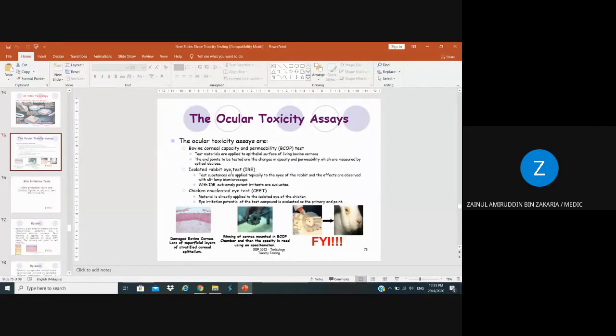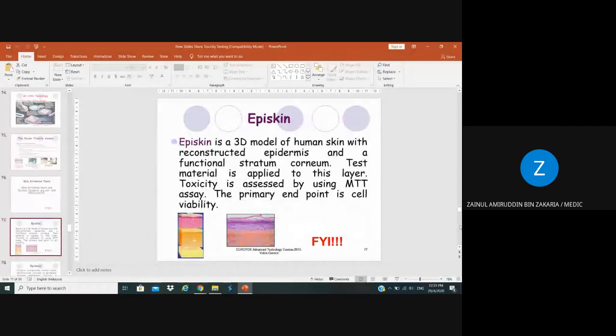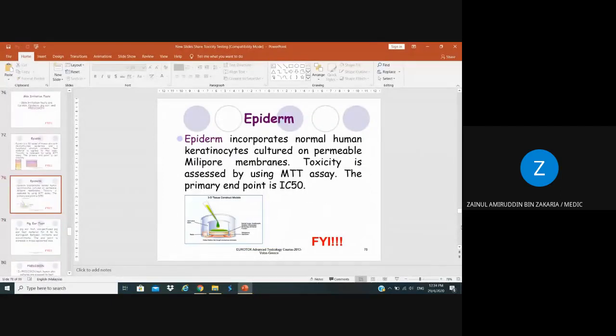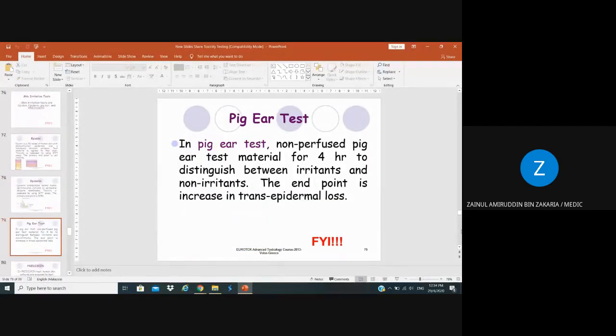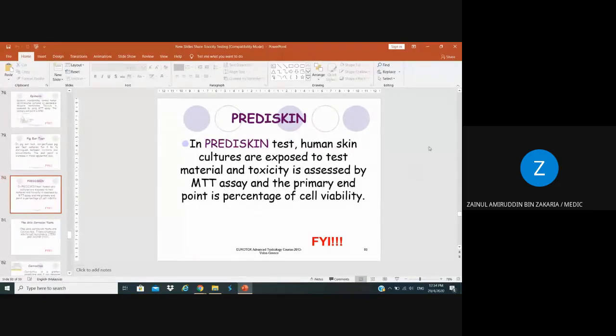Just at least remember the types of tests: bovine corneal, isolated rabbit, chicken nucleated for ocular toxicity. While for skin, maybe you have to know what types of tests are available. Okay, pig ear test, pre skin, and so on. But how the method is carried out, you can Google if you are interested.